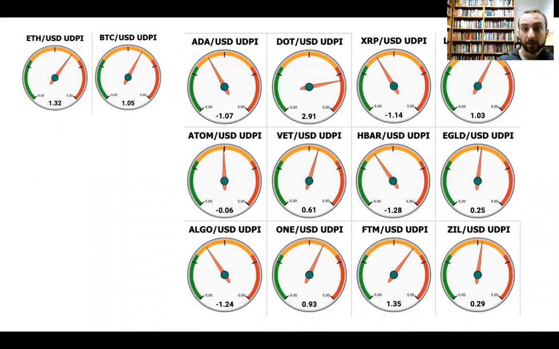This is a quick update about the current state of the UDPI risk indicators for Bitcoin, Ethereum, and the 12 altcoins that we're monitoring so far. UDPI stands for Upside Downside Potential Indicator. It's our in-house risk indicator that we developed here at Upside Down Data, and we started the channel to share it with you all.